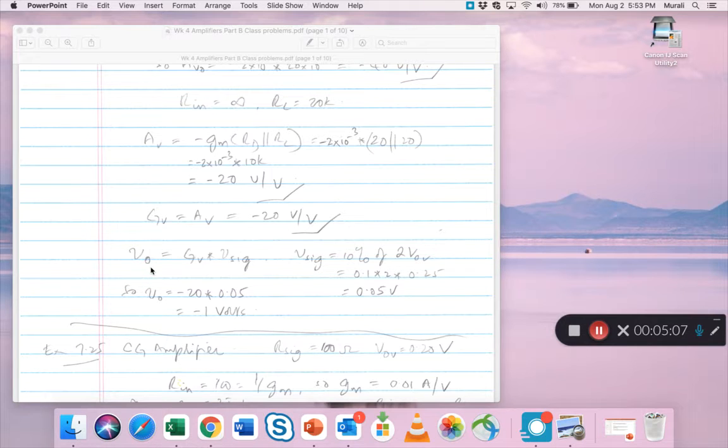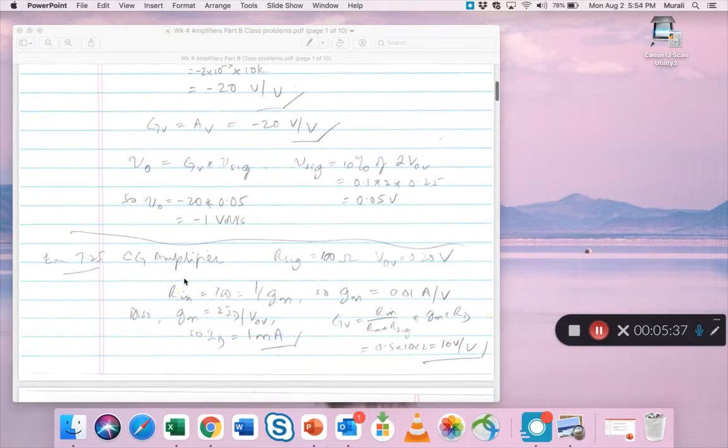Lastly, VO equals GV into V signal, right? And this is for the second part of the problem: V signal has to be limited to 10% of 2VOV, which is 0.1 times 2 into 0.25. So you want the V signal to be 0.05. So what will be the VO? It will be minus 1, because there's a 20 times amplification.